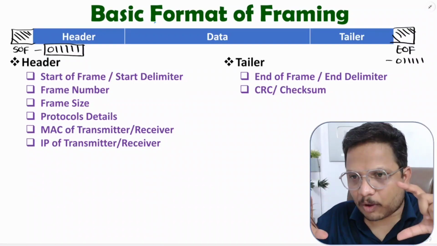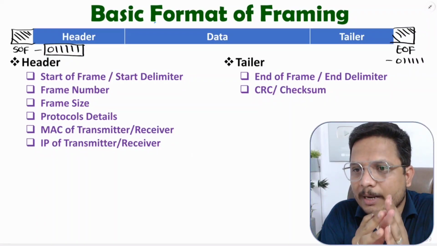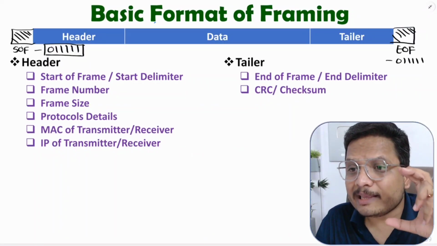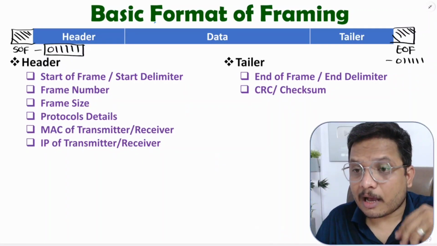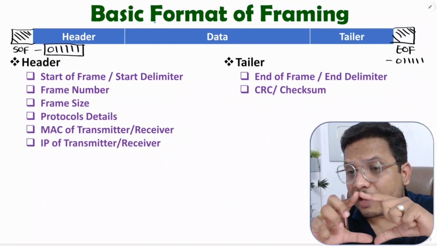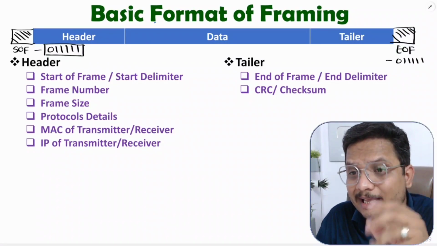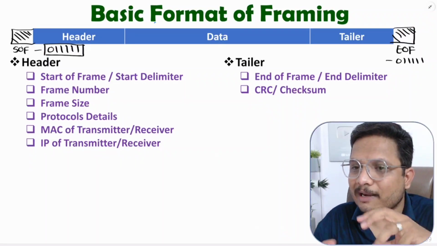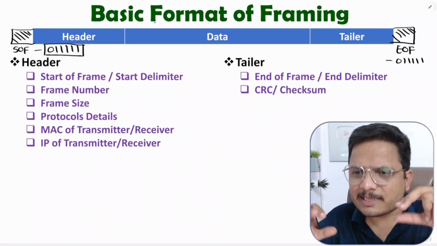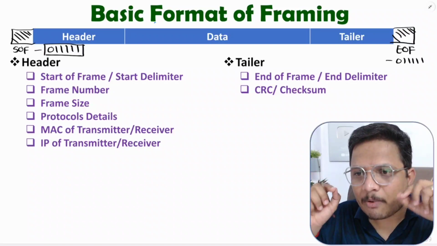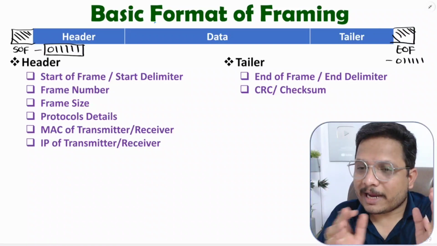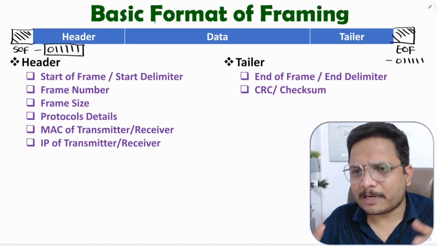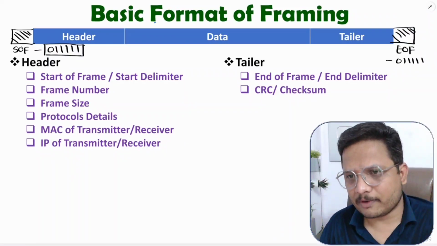But see, this is a generalized format. The basic format will vary with respect to the protocol. So in the future I'll explain how the Wi-Fi LAN frame format is, how the Ethernet LAN frame format is, and how the token ring LAN frame format is. I'm going to explain that in the next coming videos. The format of the frame will change a little bit, but you should have an idea about the basic format: header, data, and trailer, right? The header will have some data, the trailer will have some data. So that basic format should be in your mind first.